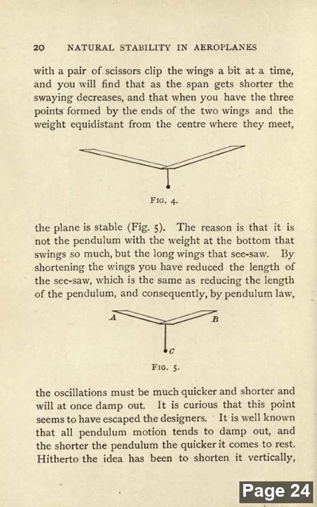The reason is that it is not the pendulum with the weight at the bottom that swings so much, but the long wings that seesaw. By shortening the wings you have reduced the length of the seesaw, just the same as reducing the length of the pendulum, and consequently, by pendulum law, the oscillations must be much quicker and shorter and will at once tend to damp out. It is curious that this point seems to have escaped the designers.